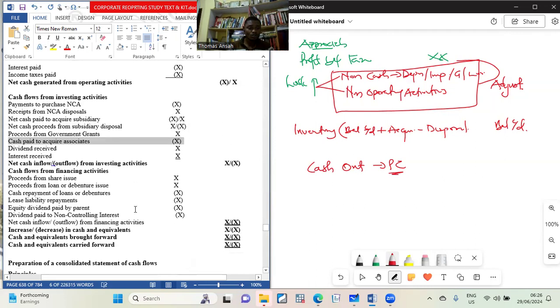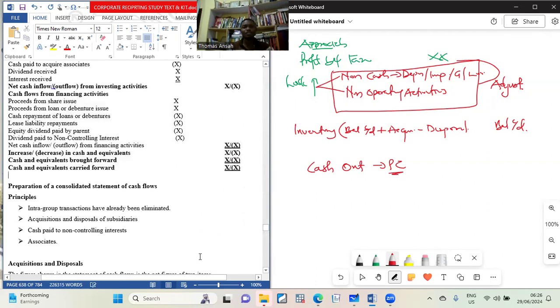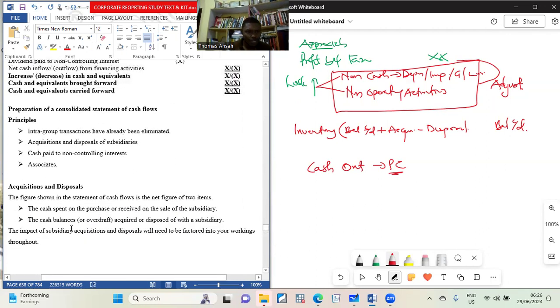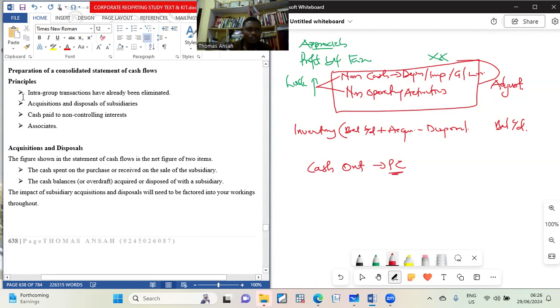So you go through this formula. It's a format. If it happens in your question, those are what you pick. Now, we dealt with the fact, in the first video, that these are the principles, all right? And in the principles, the intragroup cancellation has been done already. We look at acquisition and disposal of a subsidiary, like the way we did in our first meeting, part one of the video.